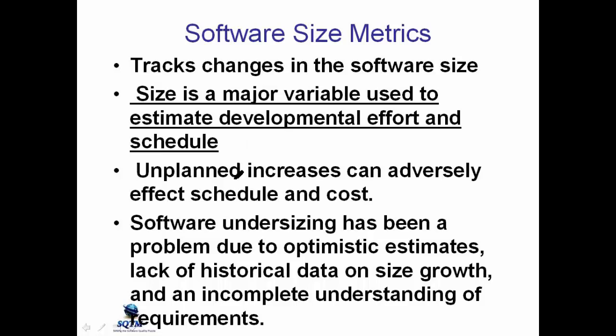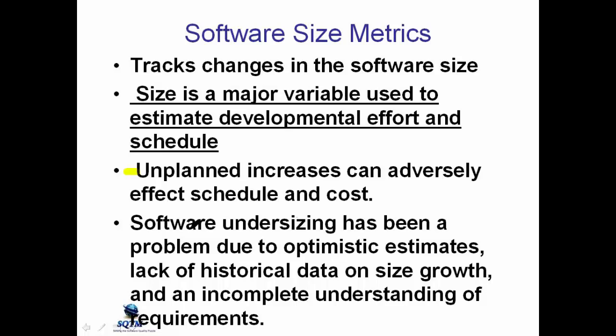Let me repeat this. Barry Boehm, in his book Software Economics, says that software size is the major driver of cost and schedule. So as the size gets larger, it's bound to have an impact. And again, unplanned increases can adversely affect schedule and cost. So that's the reason for keeping this very, very simple metric called size.